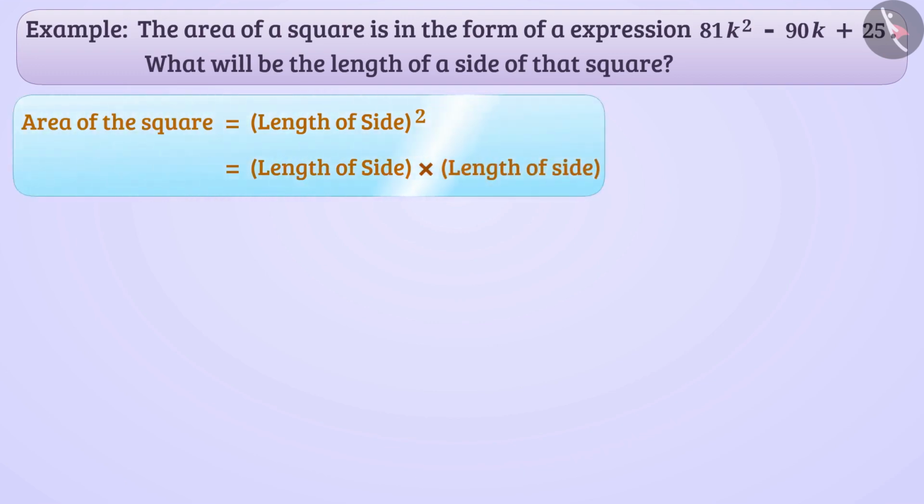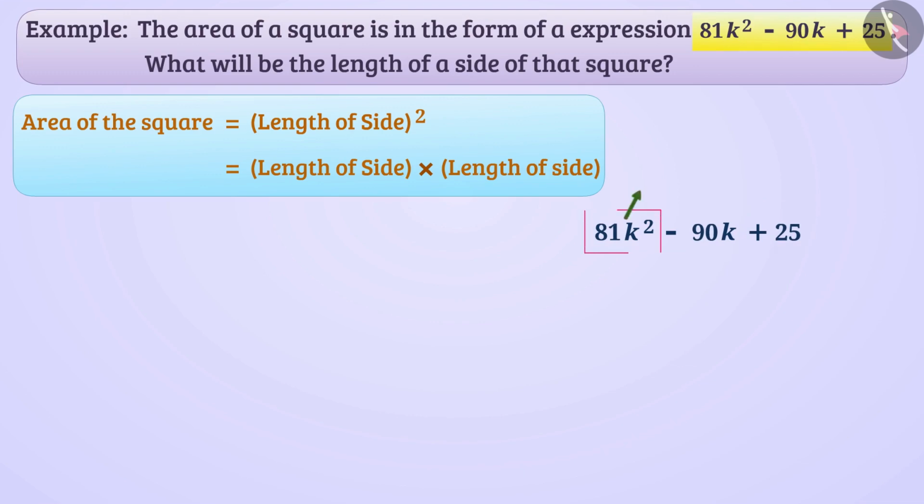Looking at this, we can say that the length of the side of the square is a factor of the area of that square. To find the length of the side of a square, we have to factorize the given expression. So, let's start. First, we will see if there are any common factors in all the terms of the expression. There are no common factors in all the terms. Now, let's factorize all the terms.